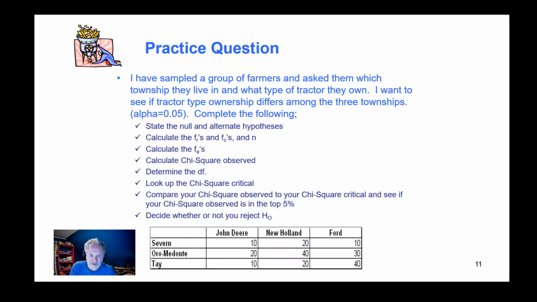Practice. So what I would like you to do, and I'll take these up in Excel, and I'll also take it up in SPSS. So we'll do the Excel and I'll do the SPSS for both the one-way chi-square and this chi-square.